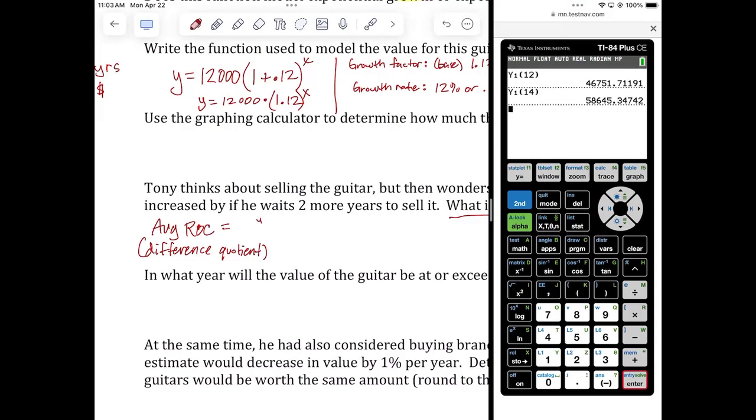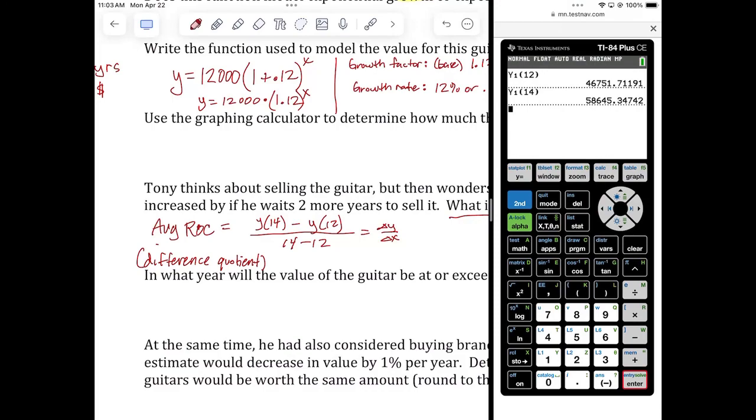It's going to be y sub 14 minus y sub 12. That's like f of 14 minus f of 12. Let me move this down. All over 14 minus 12. This is just your delta y over delta x from algebra 1. Y of 14 minus y of 12 over 14 minus 12.